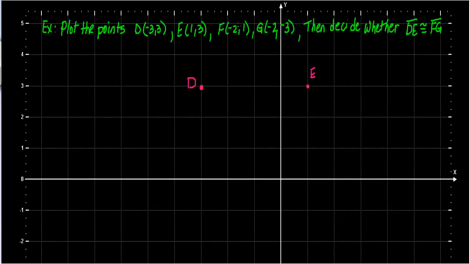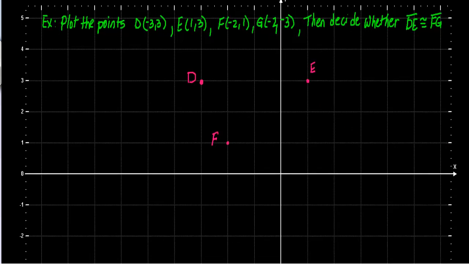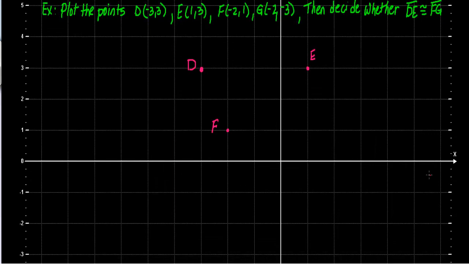Another point is (-2, 1). So that would be 1, 2, negative, and then 1 up. This would be point F. And the other point is (-2, -3). I have to bring this down a little bit just so that I can see -3. So -2 would be 1, 2, and then -3, 1, 2, 3, right here. And this would be point G.